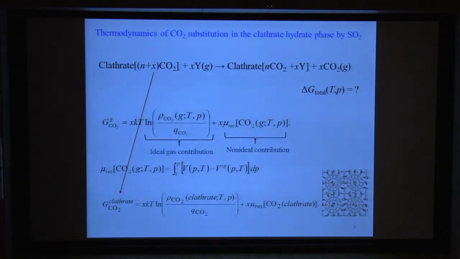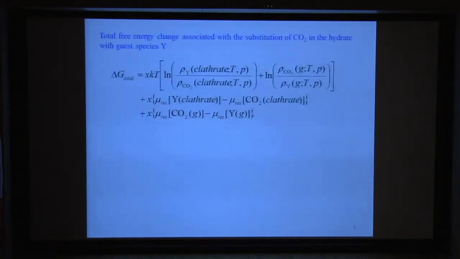Now we can write similar expressions for the Y species for the gas and for the Y species in the hydrate phase. So based on these particular forms for CO2 and the other gas species which we're using to substitute CO2, we can write the total free energy associated with this transformation in this particular form. So we have the ideal gas terms. We have the difference between the residual free energies in the hydrate of the Y species and CO2, and the difference between the residual free energies of the CO2 and the Y gas in the gas phase.